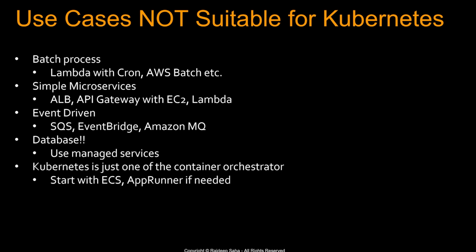Also note that Kubernetes is just one of the container orchestrators and probably one of the most complex ones. So depending on your application, you can use ECS, or Elastic Container Service, or App Runner if needed, as they are much simpler to understand and use than Kubernetes.